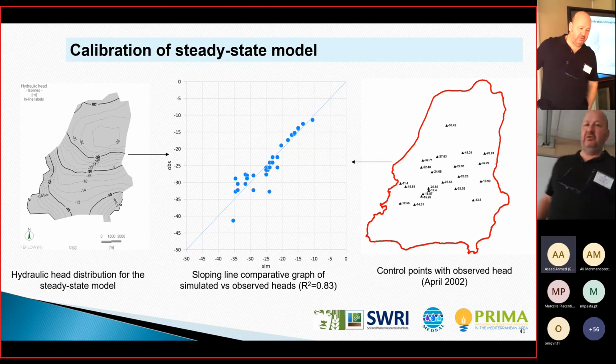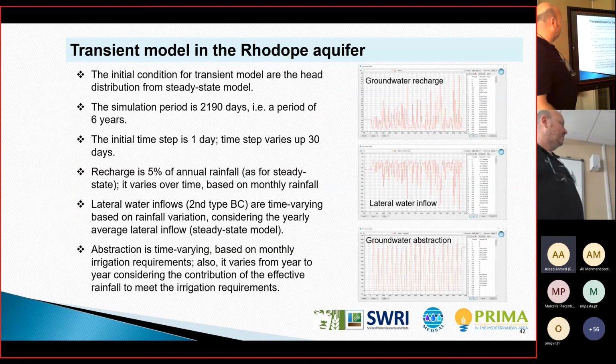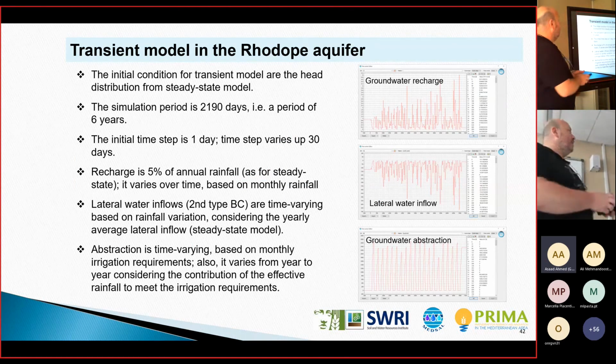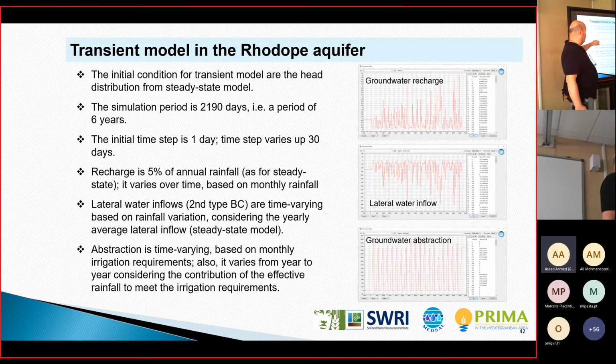Here we have the correlation coefficient, which is 0.83, which is quite good. So we can say that in this case, the model was calibrated sufficiently. In the transient model, we use the initial condition of the steady state model. We run the model for 6 years with an initial time step of 1 day up to 30 days.